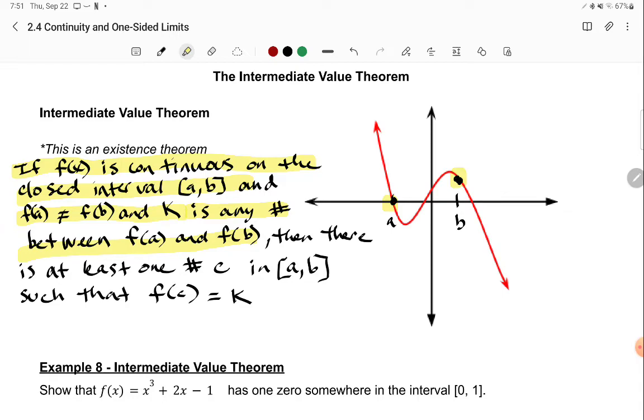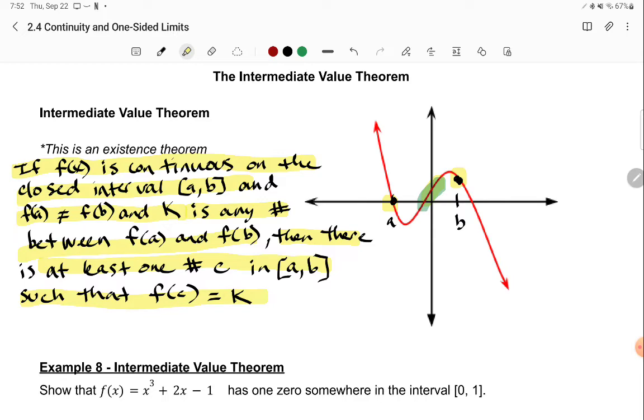Now, between f of a and f of b, that could be tricky. In this case, it's only these values, let me do it in green. It's only these values here, because my f of a is 0 and my f of b looks like 2 or something, whatever it might be. So we're only looking at those values highlighted in green. Then there is at least one value of c in that interval such that the y value is equal to k.